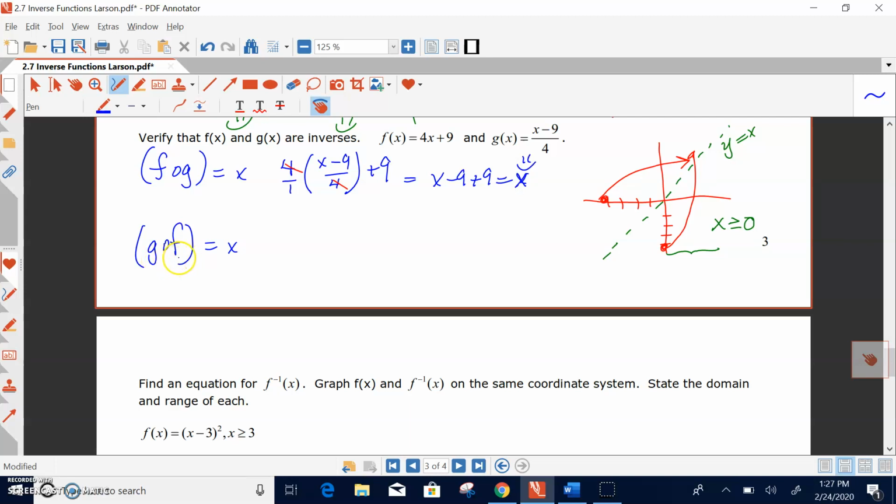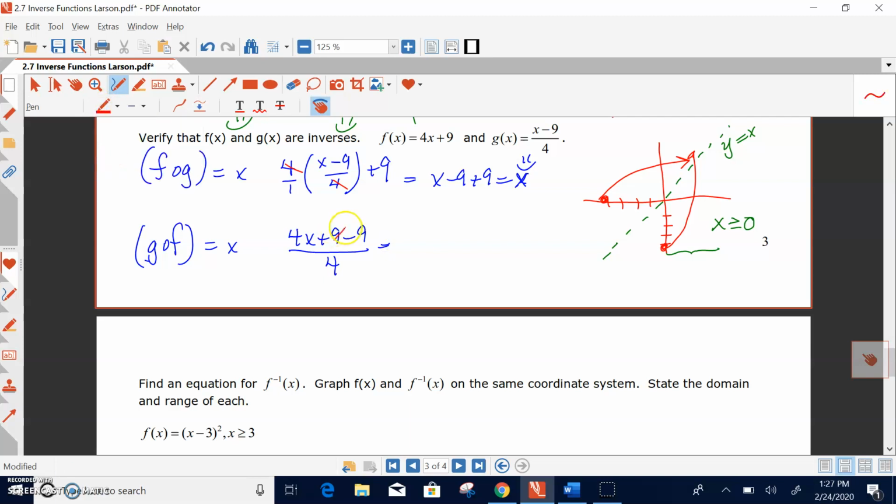Let's come over here and plug the f function into the g function. So here is my f function. I'm going to plug it into my g function. So it looks like 4x plus 9 minus 9, all over 4.